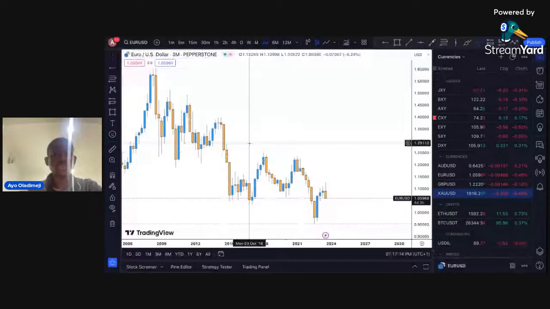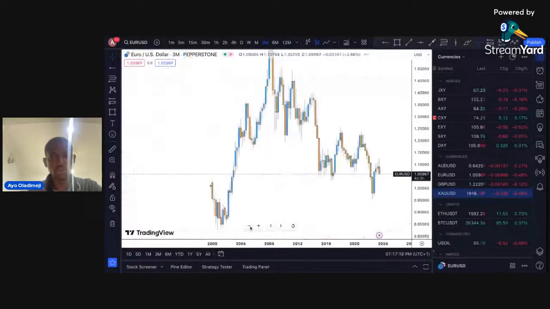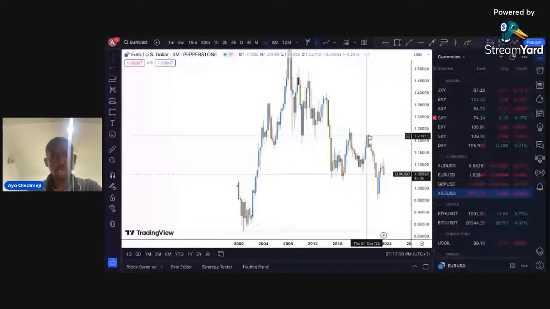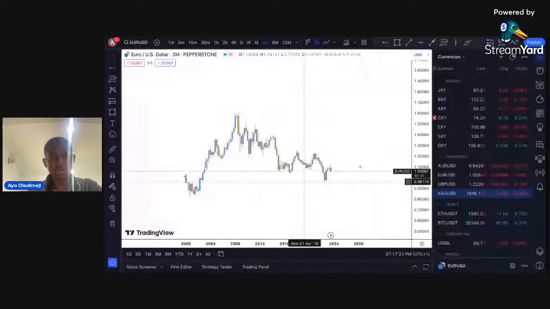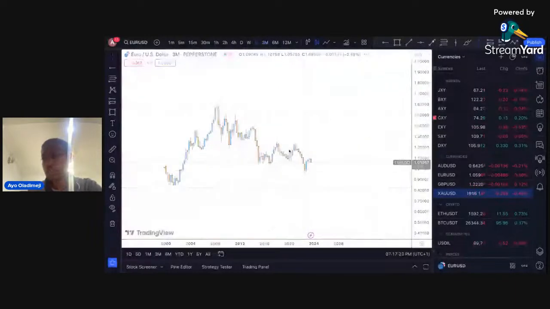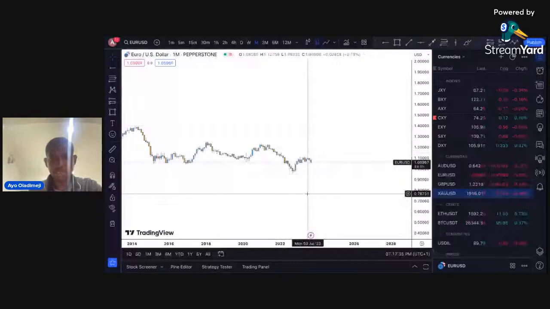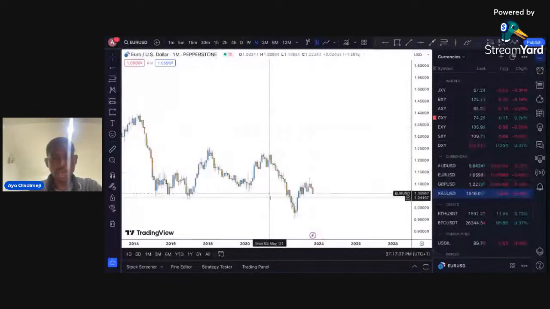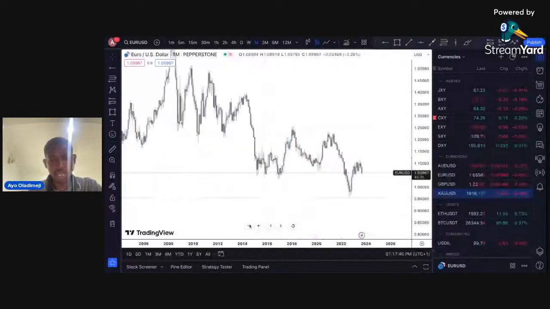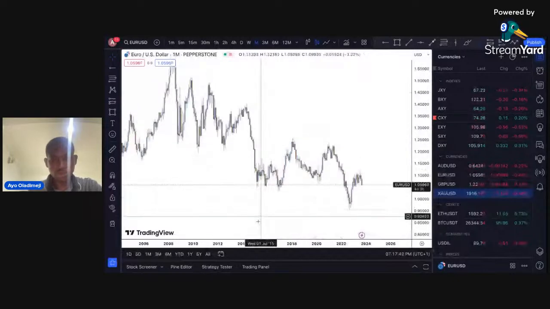So this is Euro USD, and let me go to a monthly time frame. Euro USD monthly time frame. Of course, by now we have talked about time frame, so it's not new to you. You know what time frame is, right? We all know what time frame is. And of course, we all know what candlesticks are because we have discussed that.